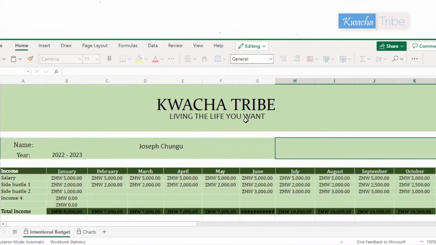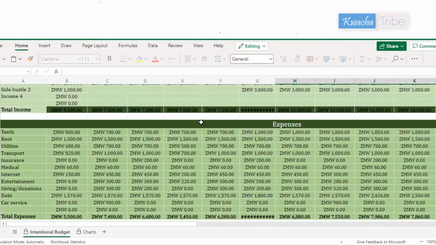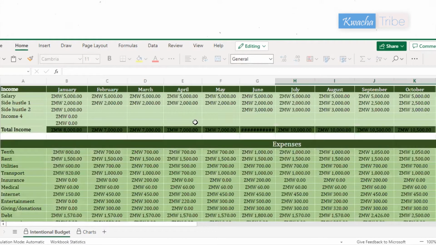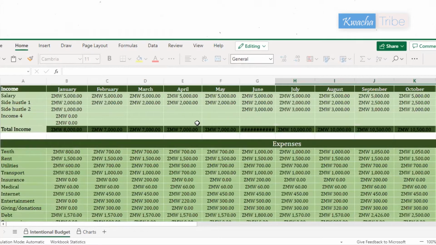But one thing for sure is it allows me to see my budget and my goals together. So this is how I keep track of both of them. Welcome to this other example of how we are living our lives using the Kwacha Tribe budgeting tool so that we can live the type of life that we want. This is the simple Excel template that I made, and I filled it up with a fictitious situation.